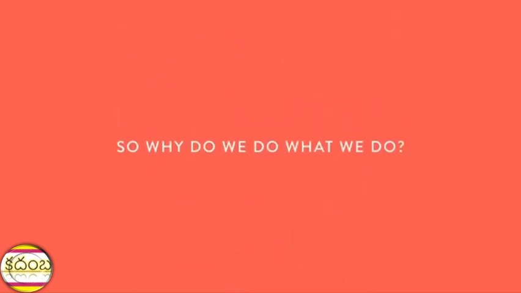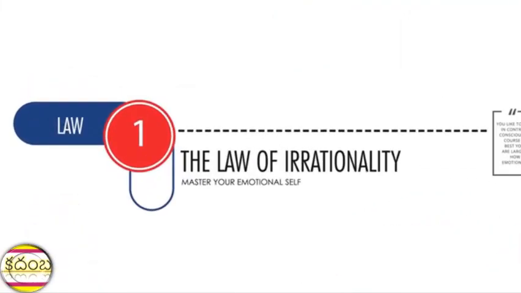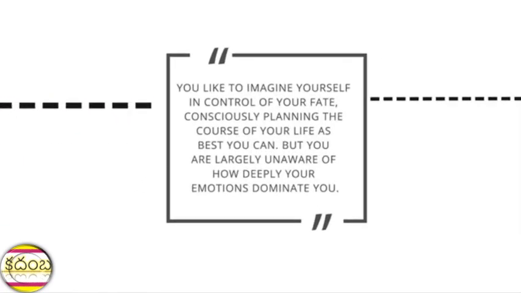So why do we do what we do? Law 1. The law of irrationality. Master your emotional self. You like to imagine yourself in control of your fate, consciously planning the course of your life as best you can, but you are largely unaware of how deeply your emotions dominate you.